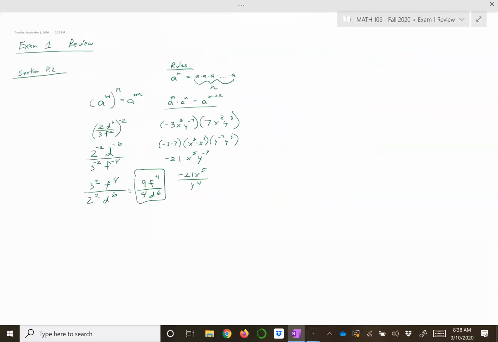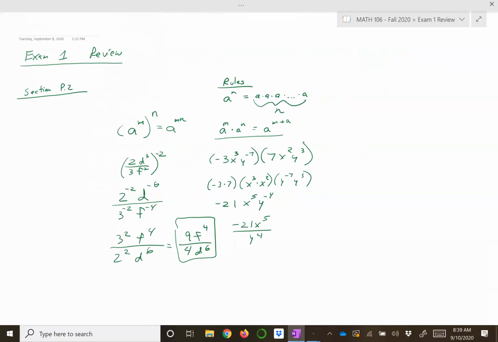So I would say for section P2, I'll just say applying exponential rules. So when you look at our first quiz, that's what we did in number 1. And really, there's nothing else aside from the one more topic in P2. Everything in this section was just applying those exponential rules.